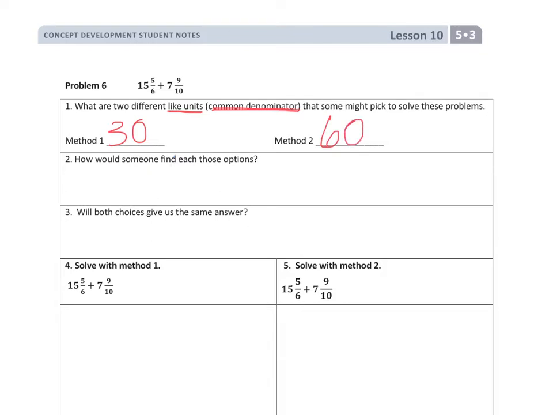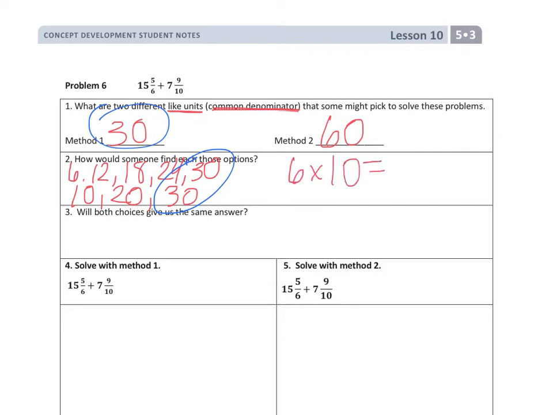So how would someone find each of these options? Well, for 30ths, one way we could think of is count by sixes. So we're going to go 6, 12, 18, 24, 30, and then we'll count by tens, 10, 20, 30. So 30 is the lowest number that they could both go into. So that's how we found 30. 60 is a little easier. For 60, we just went 6 times 10. Because when you multiply them together, guaranteed that they'll both go into it, but not guaranteed that it's the lowest and easiest option that you could have picked.